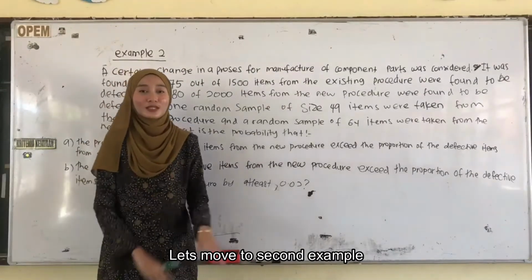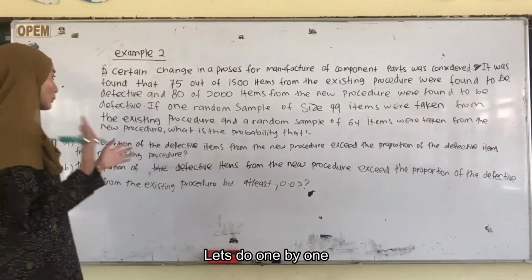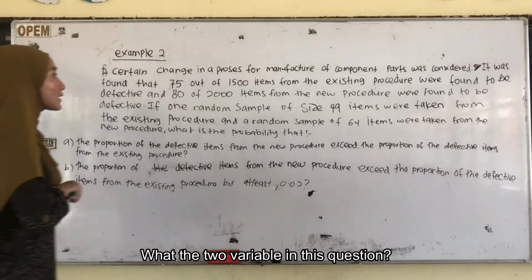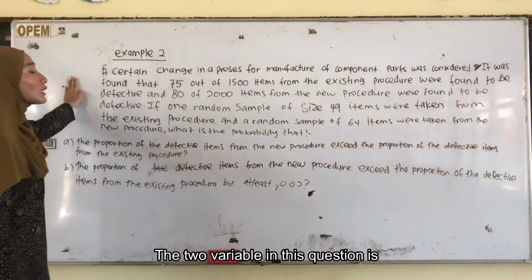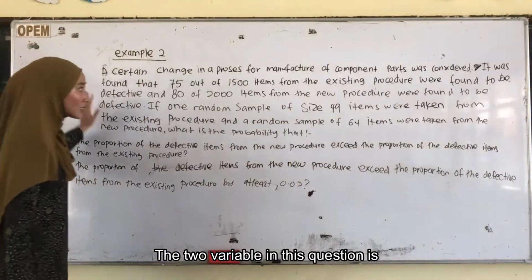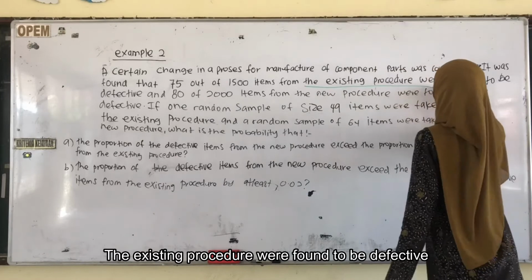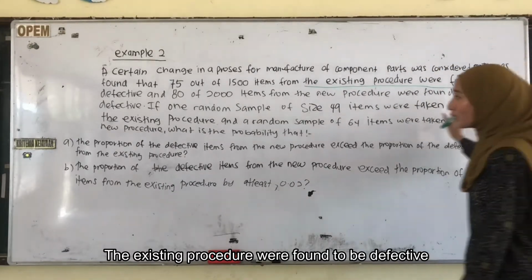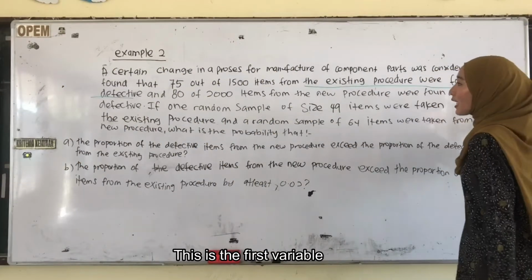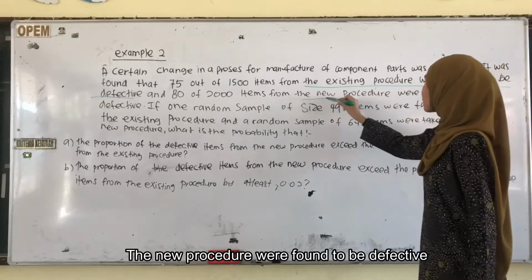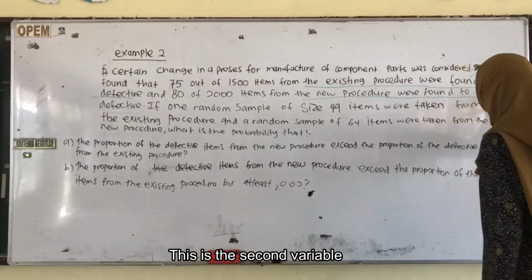So let's move to the second example. Okay, so let's do one by one. Okay, what are the two variables in this question? Okay, the two variables in this question are: the existing procedure were found to be defective, this is the first variable, and the second variable is the new procedure were found to be defective. This is the second variable.